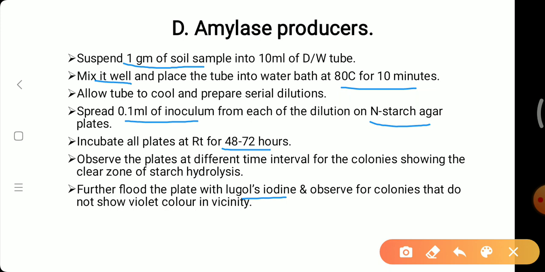From the soil sample we go for screening. We have learned the four screening techniques. First, it was organic acid producing organism, antibiotic producing organism, growth factor producing organism, and amylase producing organism. Okay.